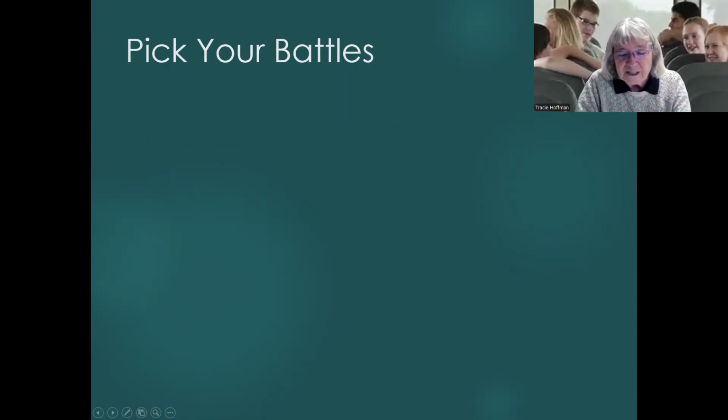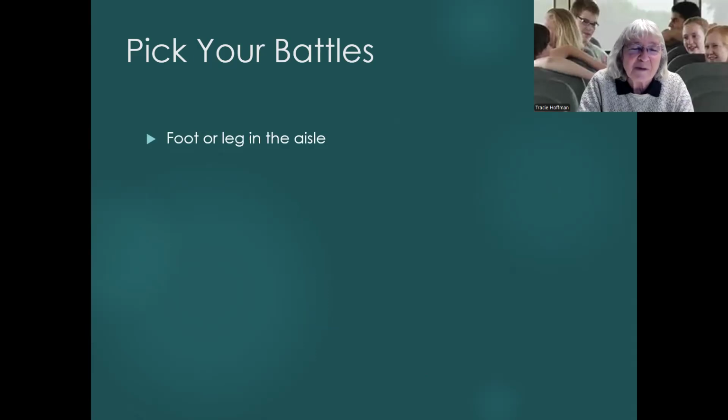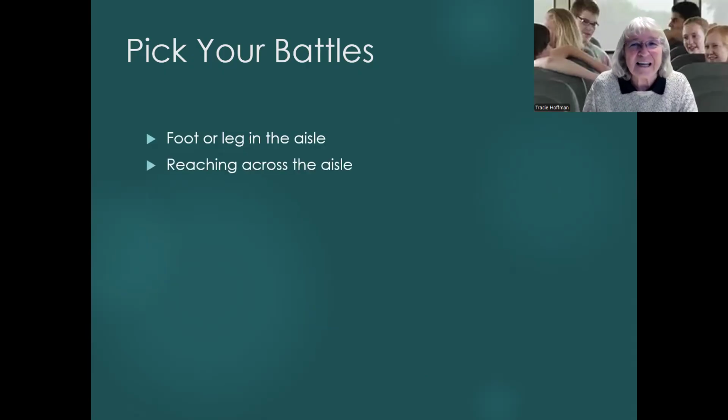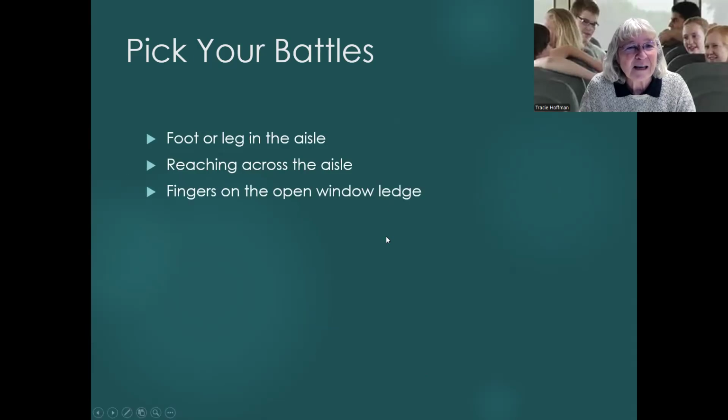Okay, when you're managing your students, you have to pick your battles. What I mean by that is if there's a foot or a leg in the aisle, that doesn't mean that it's a national, it's not a felony, it's not a serious thing. Some drivers, it really bothers, but it's just a little thing if their foot or their leg is in the aisle, okay? If they're reaching across the aisle, it's maybe not a huge deal. If their whole body is out in the aisle and they're reaching across, it might be a big deal, but arms and a foot or a leg is not a federal offense, okay?